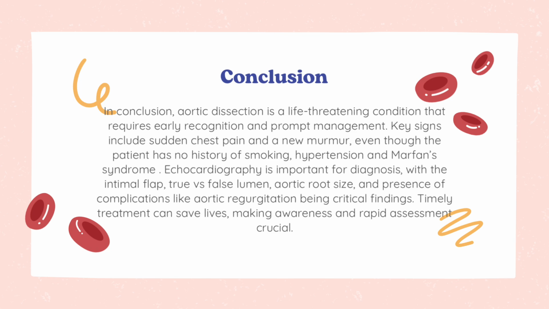In conclusion, aortic dissection is a life-threatening condition that requires early recognition and prompt management. Key signs include sudden chest pain and a new murmur, even though the patient has no history of smoking, hypertension, and Marfan syndrome. Echocardiography is important for diagnosis, with the intimal flap, true versus false lumen, aortic root size, and the presence of complications like aortic regurgitation being critical findings. Timely treatment can save lives. Raising awareness and rapid assessment is important.